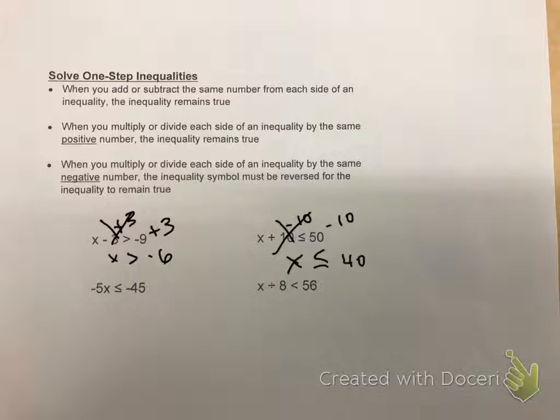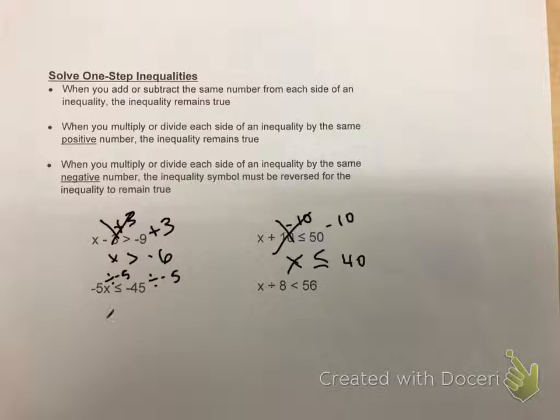Next example, we have negative 5x is less than or equal to negative 45. To solve that, we are going to divide by negative 5. And this is one of those examples where we are dividing by a negative number to solve it. So that means we're going to have to flip the inequality sign.